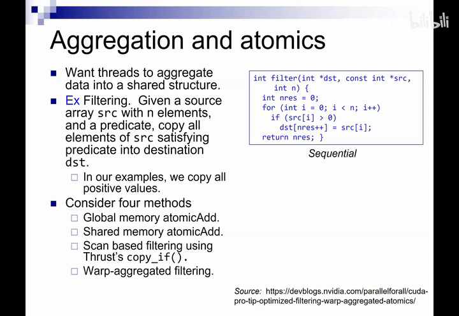So it copies a value if it satisfies a predicate. We're going to compare the performance of these three methods. And then lastly, we'll look at something called warp aggregated filtering. That's going to introduce some new atomic operations which work at the warp level.